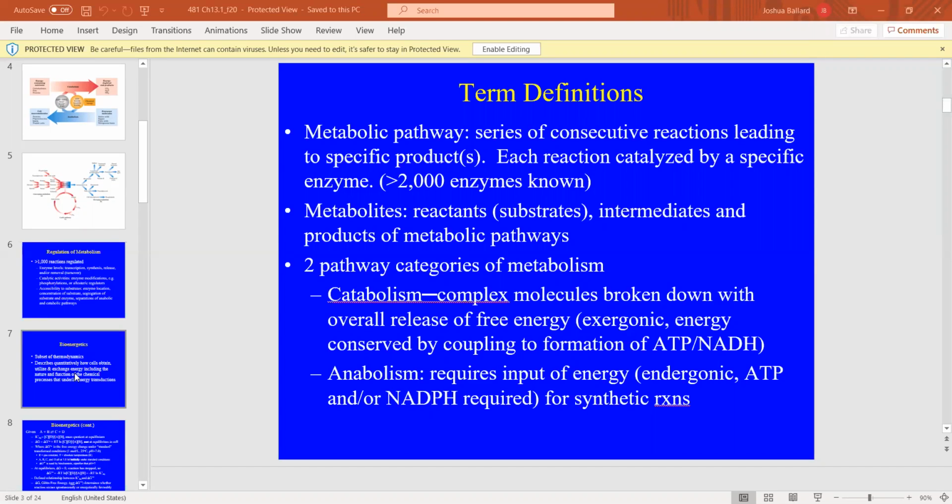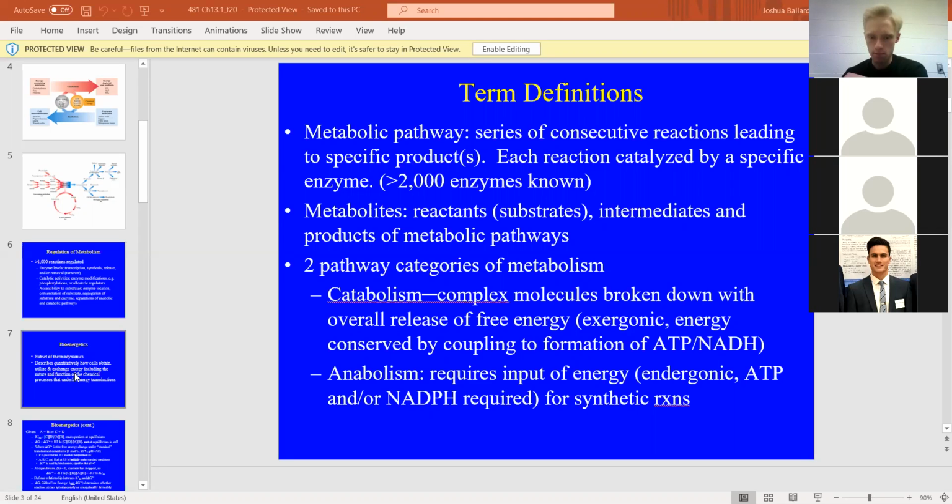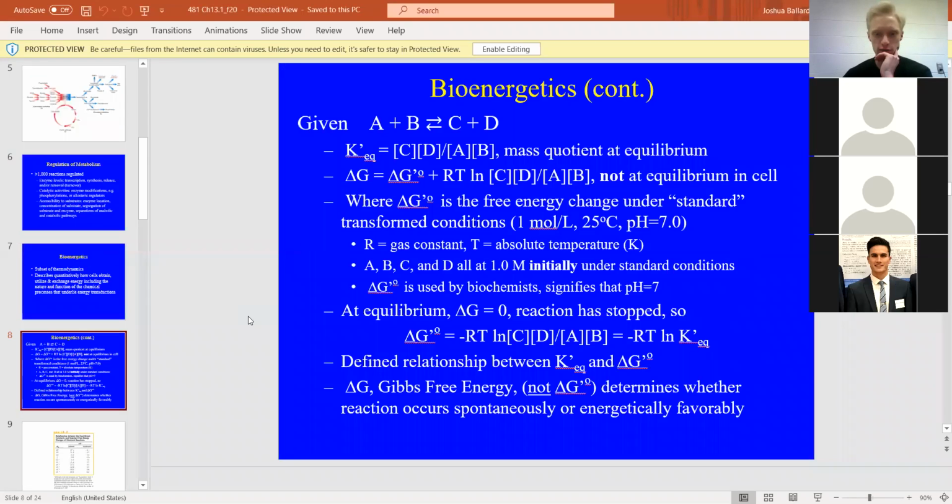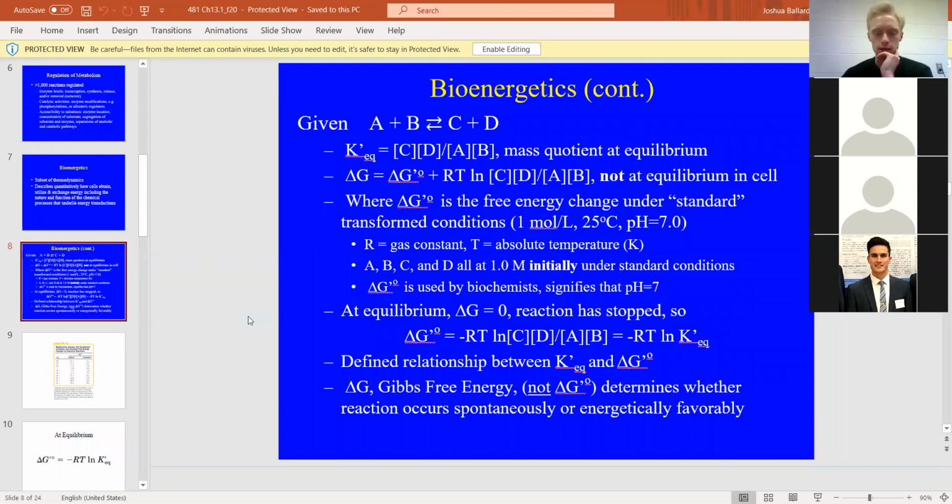It's just the change in free energy under standard conditions over the course of a reaction. Yeah. So it's the Gibbs free energy, the standard free energy. So this delta G prime naught is classified as the free energy change under standard conditions. Under these conditions, it's 1 molarity, 25 degrees Celsius, and at a pH of 7.